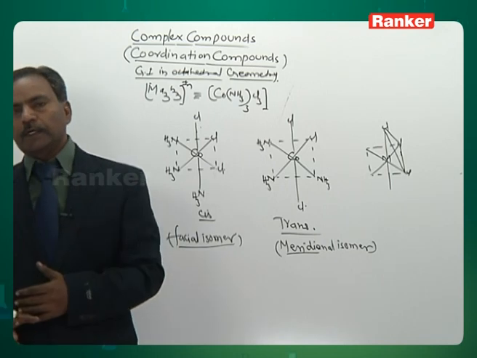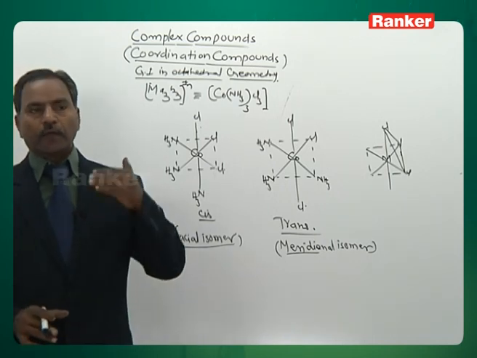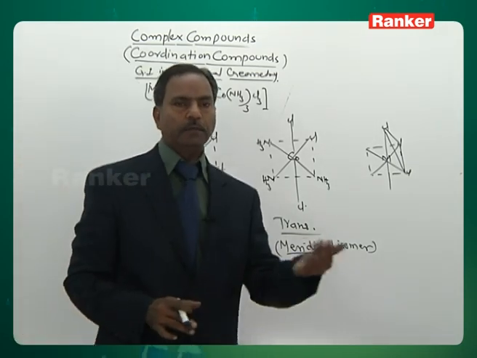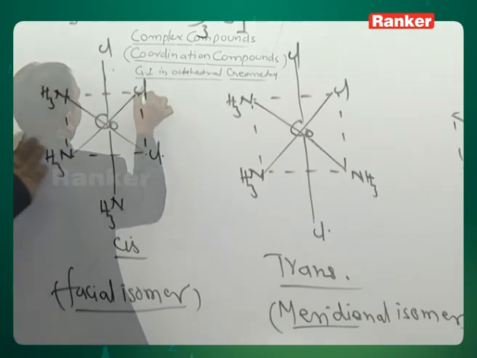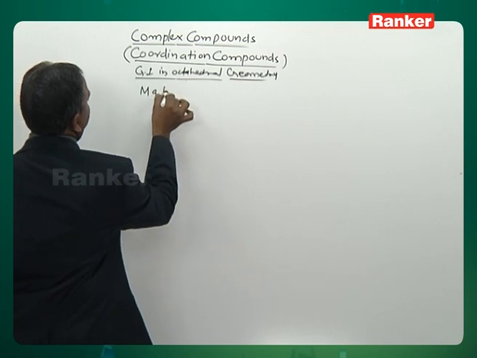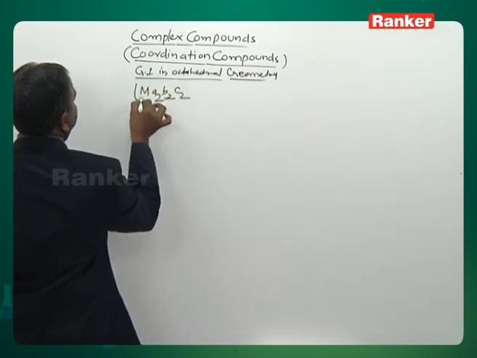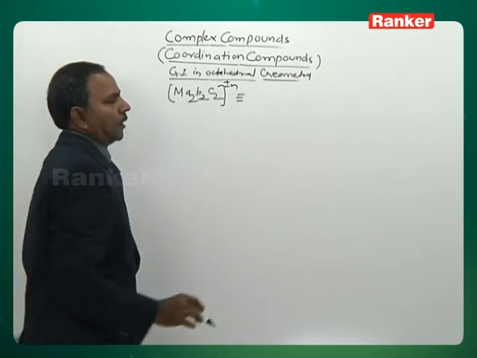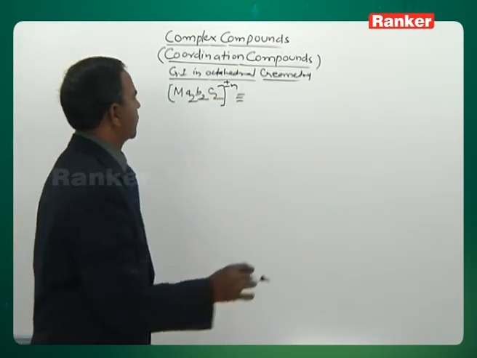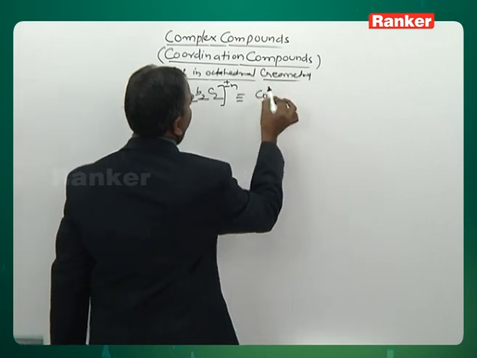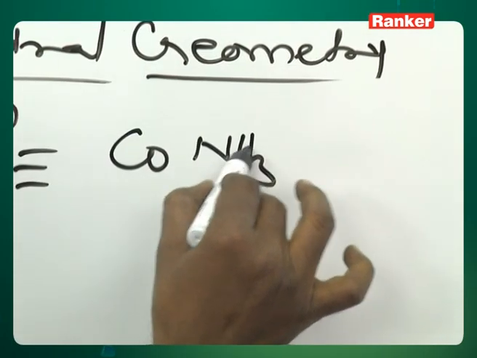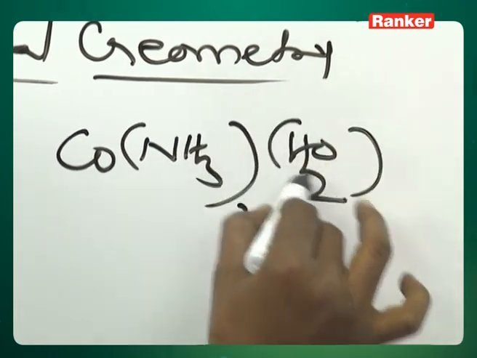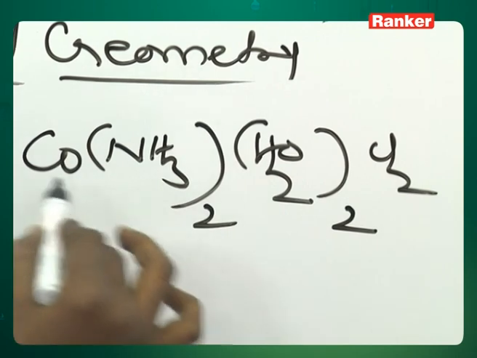So, Ma4BC type and Ma4B2, Ma4BC, Ma3B3. Next, we see the Ma2B2C2 type. Let us write a real example, a real complex for this model. See now, Co, NH3 taken twice, H2O taken twice, Cl2.